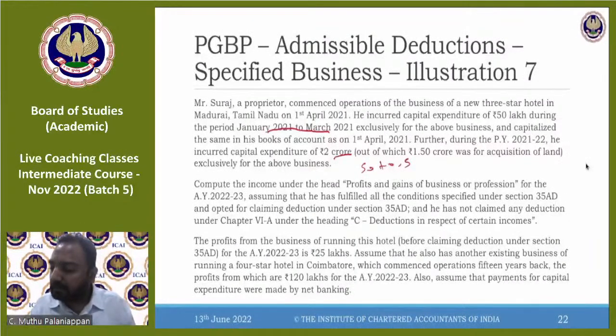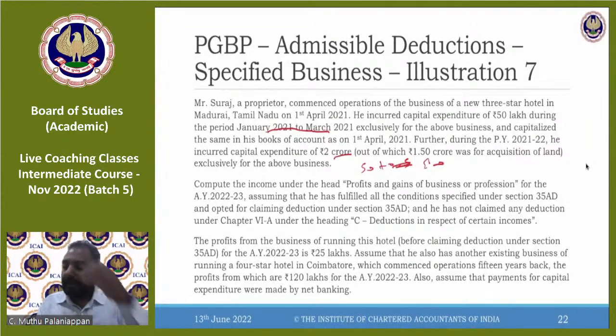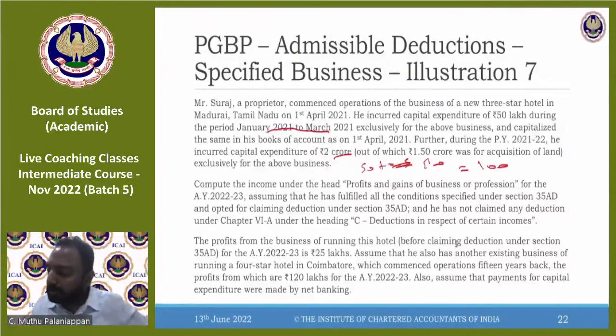50 lakhs, this is 0.5 crores. So this is also 50 lakhs, correct? So 50 lakhs plus 50 lakhs is totally 1 crore. So 1 crore is an eligible expenditure for claiming your deduction. Now next is compute the total. So my total from the business of running this hotel before claiming deduction is 25 lakhs. So 25 minus 100. So there is a loss of 75.